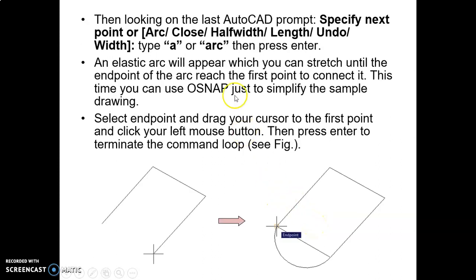Untuk tambahkan arc, okay, specify next point or arc. Okay, tambahkan A ataupun ARC and then press enter. So once you press enter, the elastic arc will appear, which you can stretch until the end point of the arc reach the first point to connect. Okay, so this time you can use O snap. Okay, remember O snap just to simplify the sample drawing. So kalau you tekan O snap, dia akan terus ke the line yang kita nak tutup tu. Okay, dia akan lock kat situ.